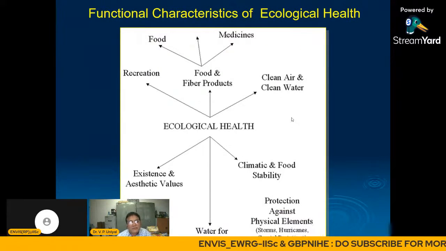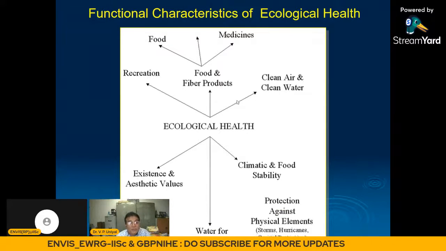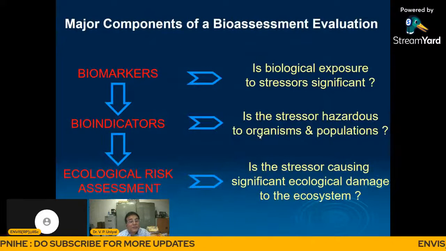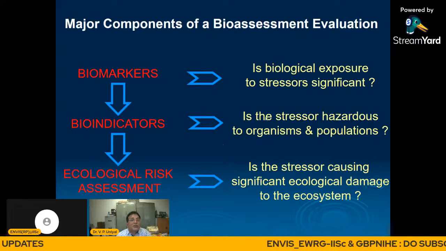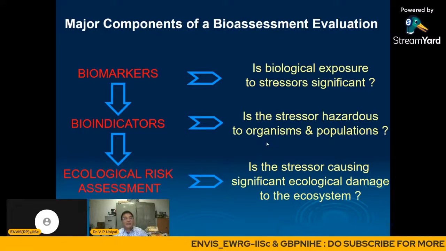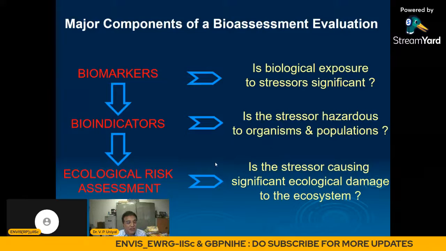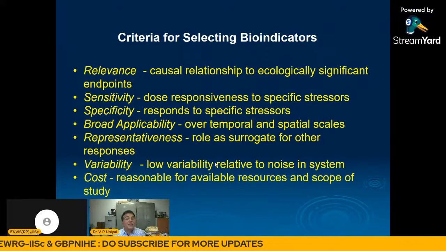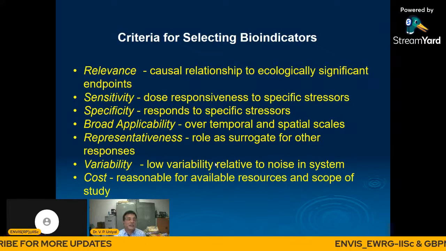This type of examples we are observing, and if you are doing research on bioindicators, you have to monitor species correlations with this environment, what the use of this species is in the environment, and the major components of bioassessment evaluations: biomarkers, bioindicators, and ecological risk assessment. What is important here is the criteria of selection of bioindicators. How will you select those indicators?